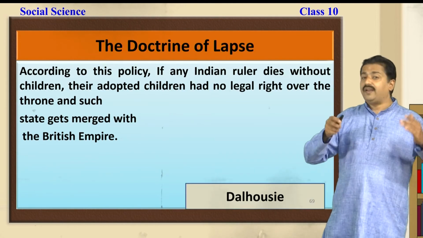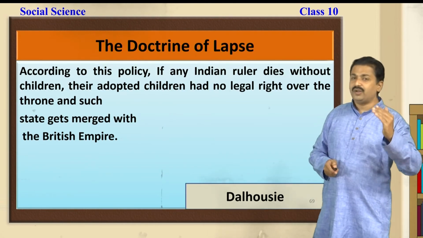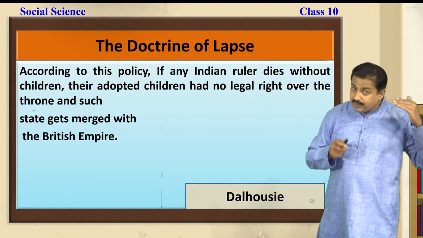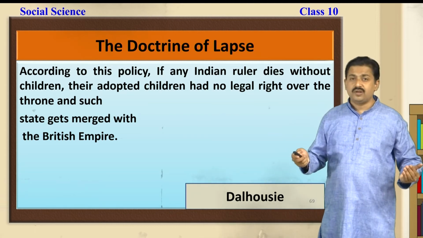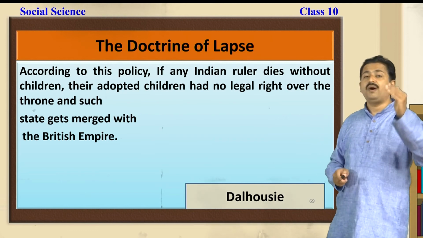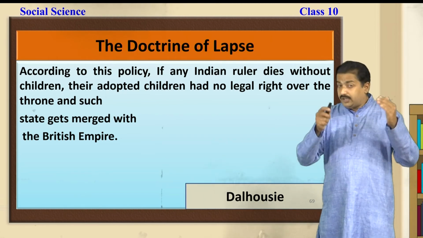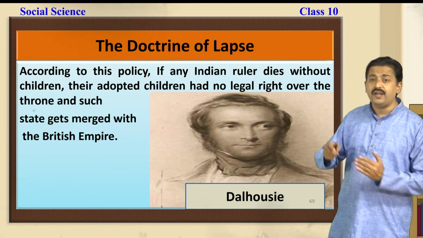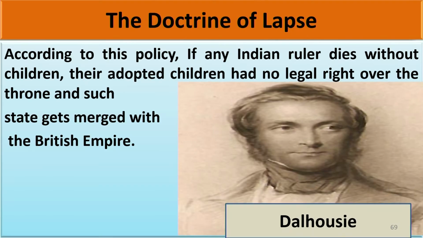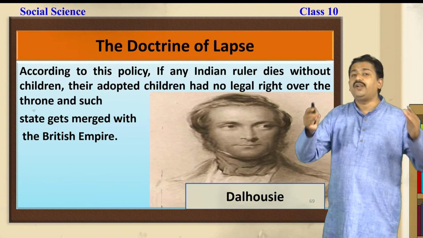Dear students, now we shall discuss the doctrine of lapse. In the previous class, we had discussed subsidiary alliance. In this class, let us know about the doctrine of lapse. The doctrine of lapse was introduced by Dalhousie. According to this policy, if any Indian ruler dies without children, particularly a male child, the adopted boy had no legal right over the throne, and such a state gets merged with the British Empire. This is called the doctrine of lapse.